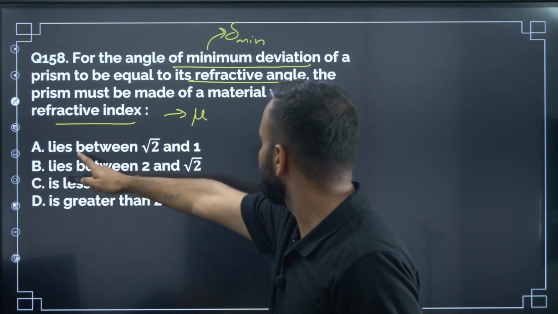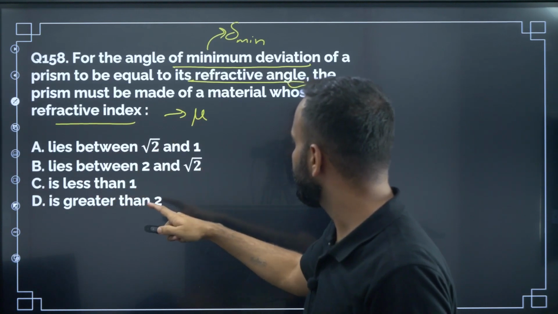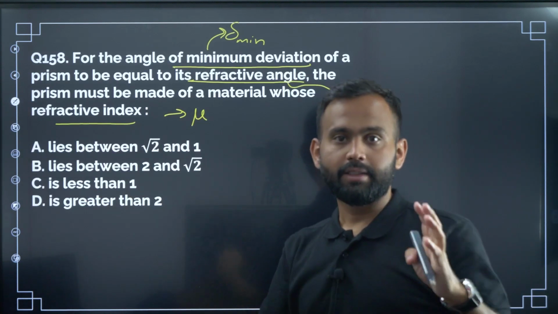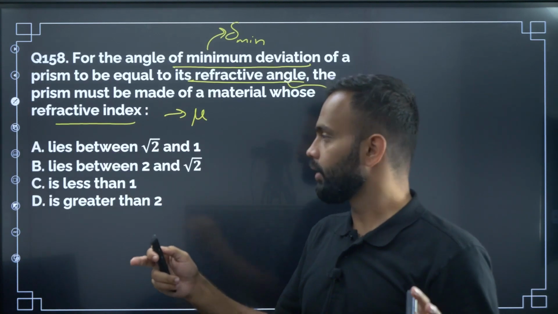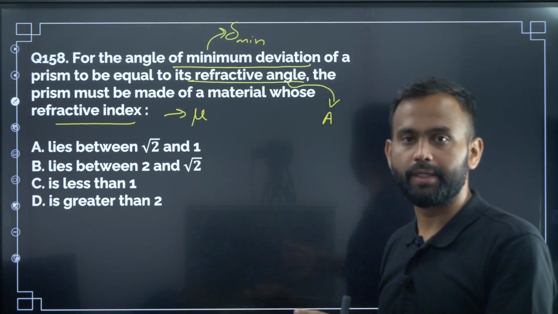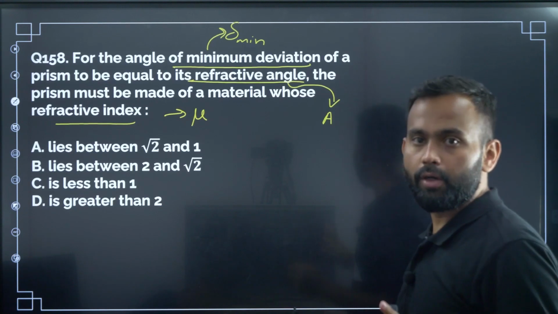They have given: the refractive index lies between √2 and 1, lies between 2 and √2, is less than 1, greater than 2. So you need to find the range of the refractive index, that is, the minimum value and the maximum value of the refractive index. That's it. Okay, so we know the formula.